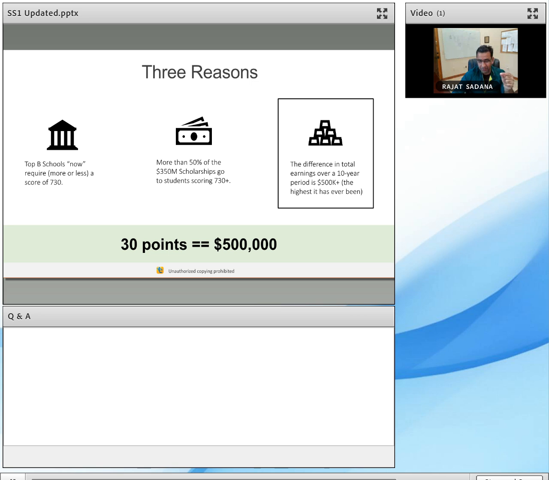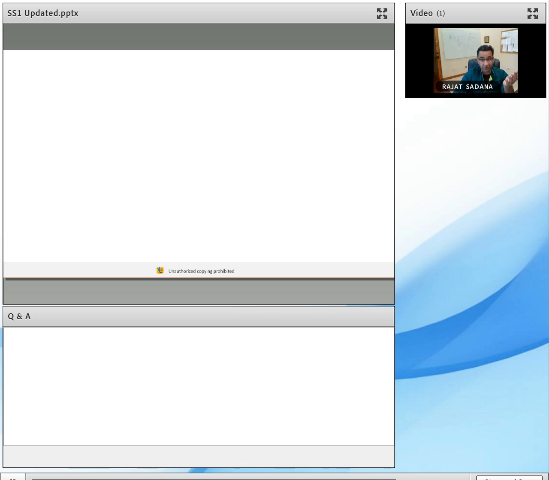The third point, probably the most ignored point, is what I call the delta in 10-year total earnings. This delta, which we call the education premium, or the top B school premium, is the highest it has ever been. And the reason I say that is because I've experienced this myself, and it wasn't as high when I did my MBA, as I mentioned earlier.